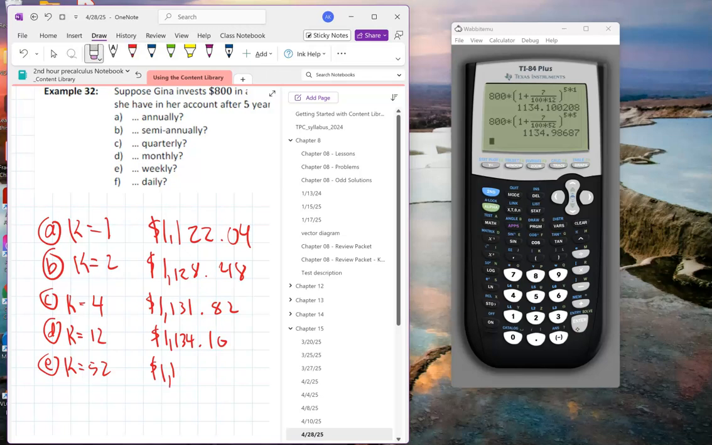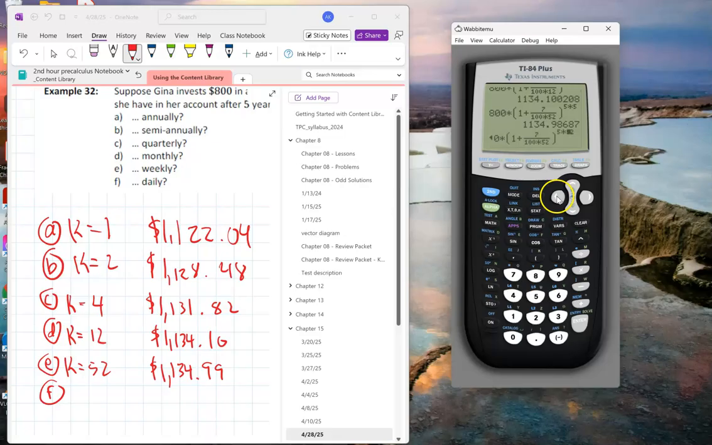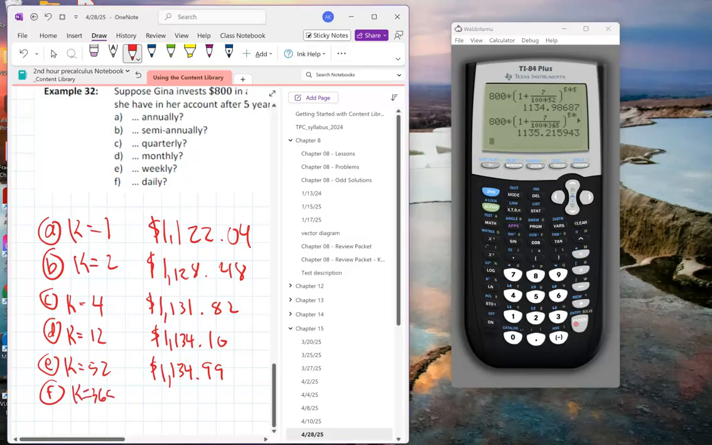What are we seeing here? How big of a difference does the number of compounds make? A little, right? Makes a little difference. Is it the end-all, be-all difference? Nah, man. Not that big of a deal. And if I do the last one where K is 365, that's like 300 more compounds, but I just picked up like 25 cents.